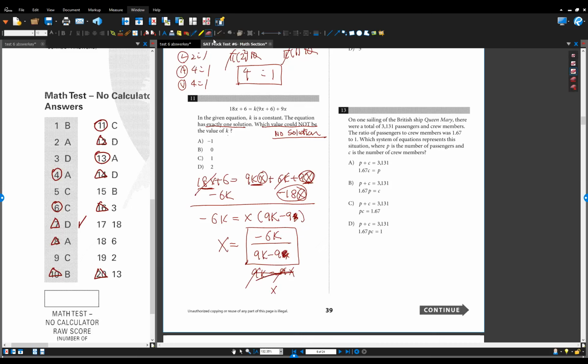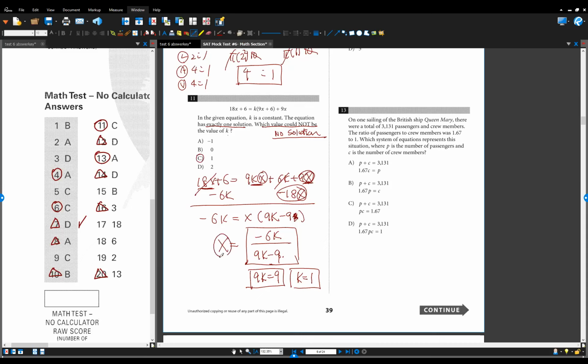I did it wrong. This is 9k minus 9. So denominator 0 is 9k equals 9. Then denominator 0, okay? There's no solution. So only one solution, but this value of k is not working. So k equals how much? 1, isn't it? Okay, C is the answer.